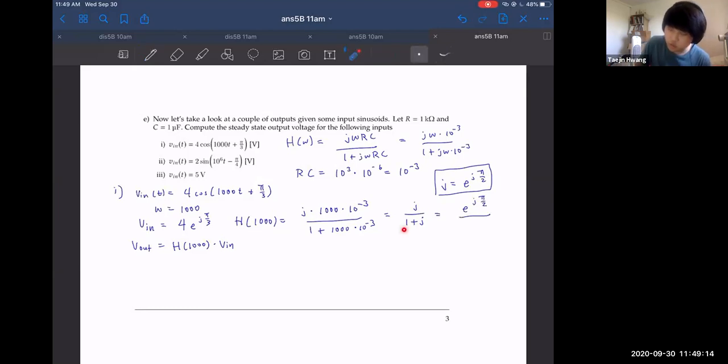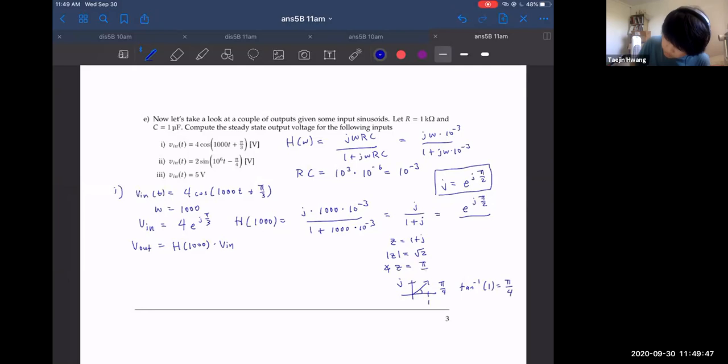And then we want to convert 1 plus j into polar form. To do this, z is equal to 1 plus j. The magnitude of z is going to be equal to the square root of 2. And then the phase, when we plot this on the complex plane, is going to be equal to pi over 4, since the arctan of 1 is equal to pi over 4. So this tells us that 1 plus j is equal to the square root of 2 e to the j pi over 4.